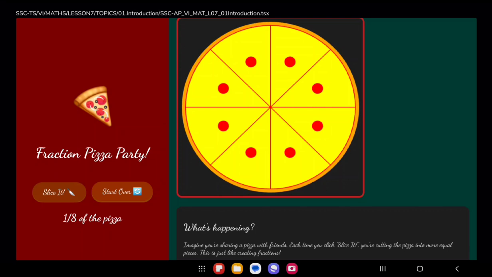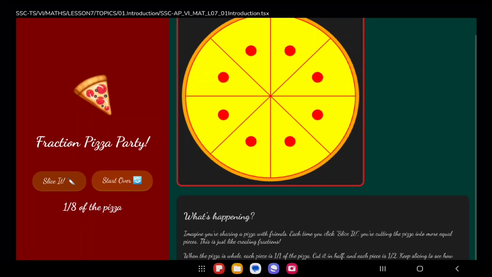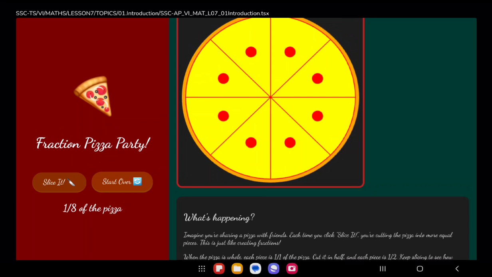So what is happening here? Now we are dividing one whole pizza into equal parts. Okay, that is exactly what we are talking about right now as fractions. Fractions means part of a whole, right? So when this pizza is whole, each piece is, let's start over. Okay, we have this start over button here.